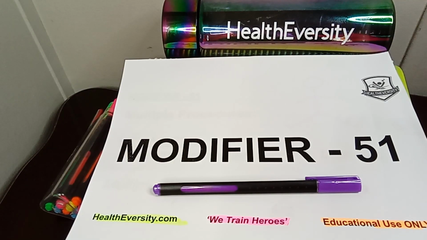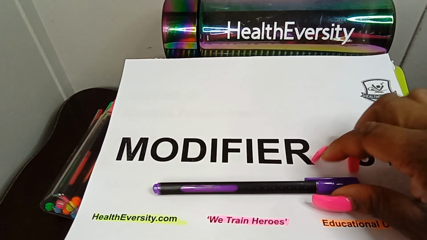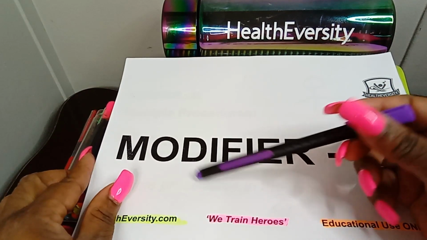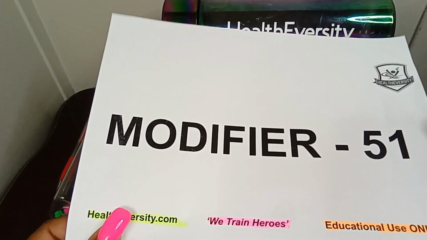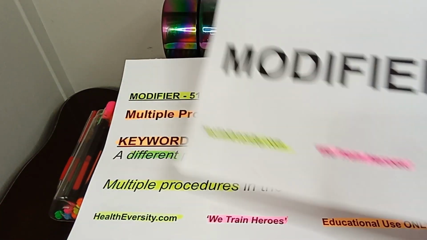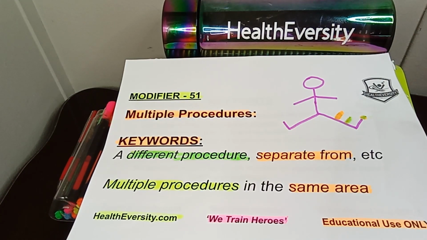Hello everyone, and welcome back to our series of modifiers. And today we are going to focus on modifier 51. So here's my purple highlighter that I use to make my notes, and you should have your highlighters when you're making your notes or reading as well. Okay, so let's jump right into it.